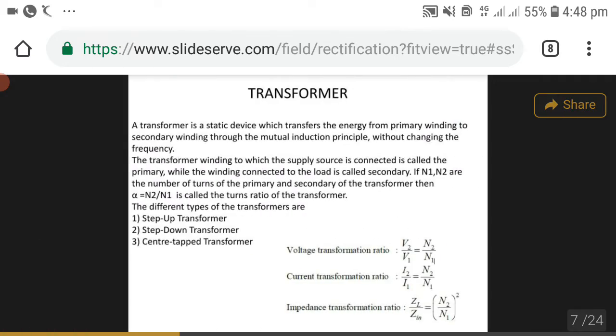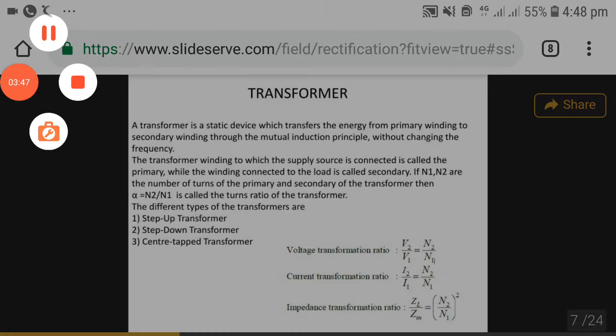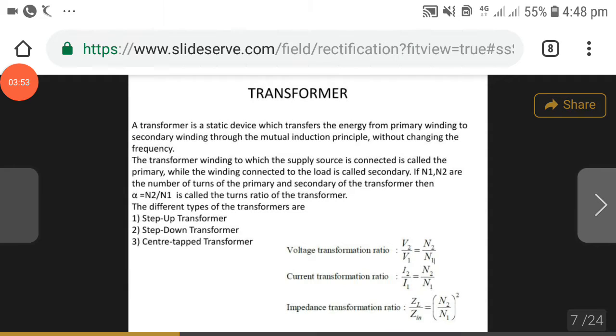Next point is transformer. The transformer is a static device which transfers the energy from primary winding to the secondary winding through the mutual induction principle without changing the frequency. The transformer winding to which the supply source is connected is called the primary, while the winding connected to the load is called the secondary.